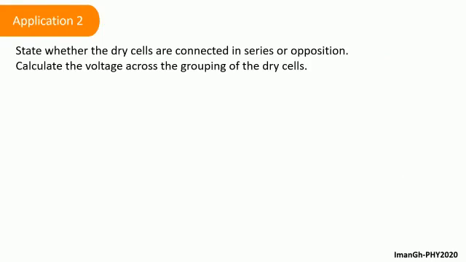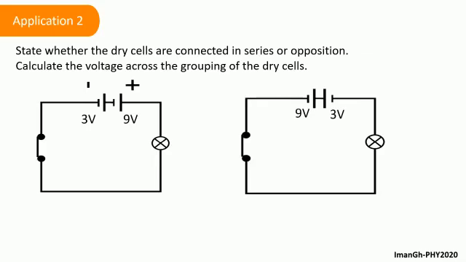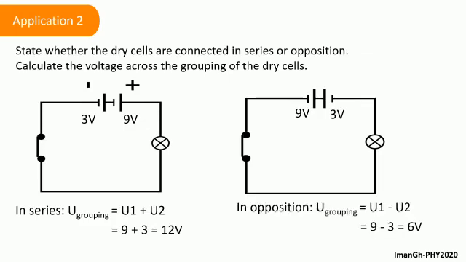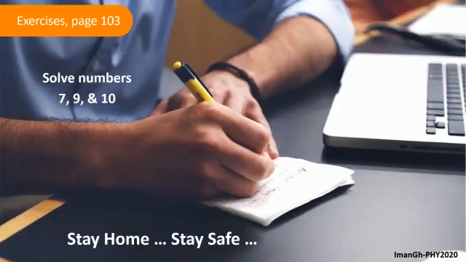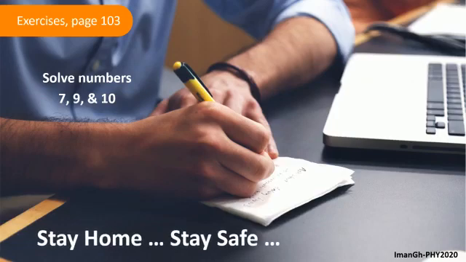In application 2, you are asked to state whether the dry cells are connected in series or opposition. Then you have to calculate the voltage across each grouping. In the first case, they are grouped in series, then we add the voltage, while in the second case, they are grouped in opposition and we subtract the voltage. Remember that we can use more than two dry cells in each circuit. Please study the notes well and solve the application, then open your books to page 103 and solve numbers 7, 9, and 10. Stay safe, everyone.